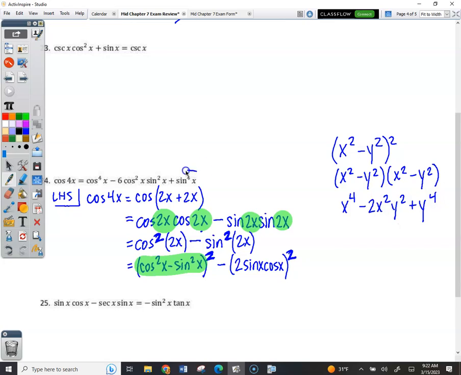Now you can see these are coming in. Look at that. It's coming together. That's x to the 4th. There's a cosine to the 4th. That's positive y to the 4th. There's a sine to the 4th.